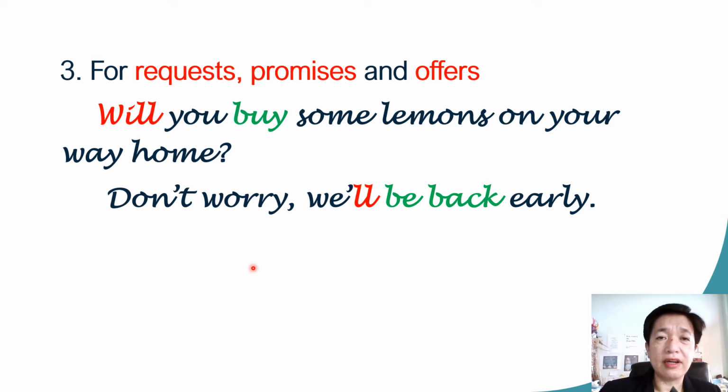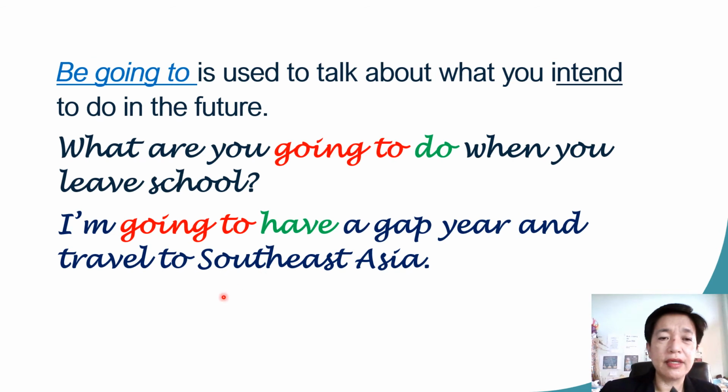Now, there are 3 ways of expressing a future happening. First one is will and shall. The second one is be going to. But you only use this to talk about what you intend to do in the future. In a question form, you say, what are you going to do when you leave school? And in a statement, you say, I'm going to have a gap year and travel to Southeast Asia.